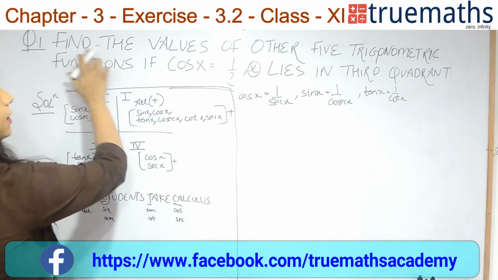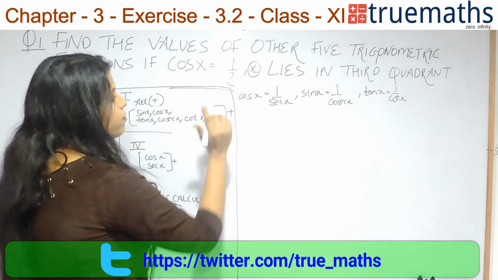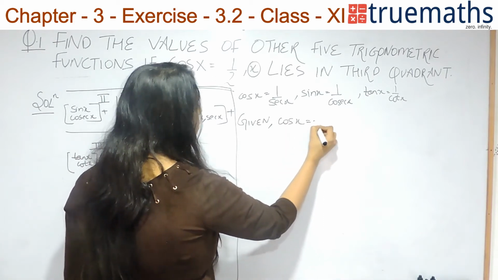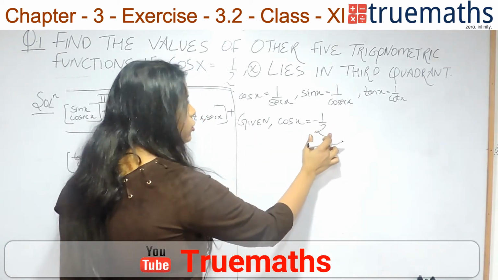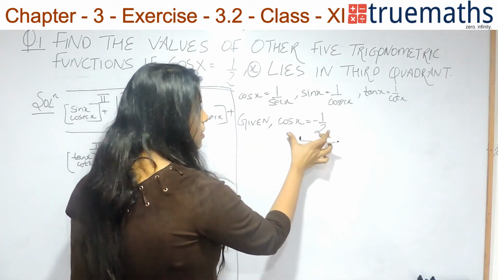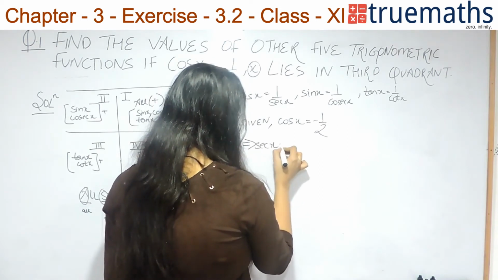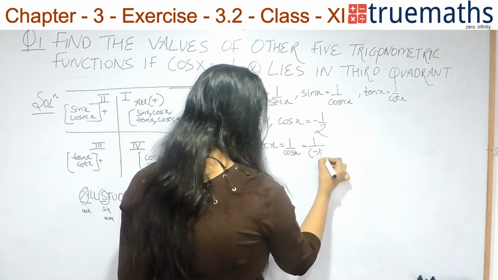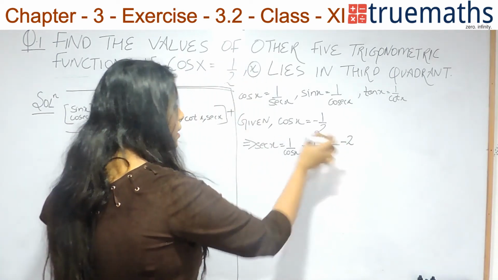Now we have to find the values of other 5 trigonometric functions if cos x is minus 1 by 2. Now we have been given what? Cos x is minus 1 by 2, right? I have told you that cos x and sec x are reciprocal to each other. So by this relationship I can say that what will be my sec x? Sec x will be 1 by cos x, that is 1 divided by minus 1 by 2, that is minus 2, right? So sec x will be minus 2.